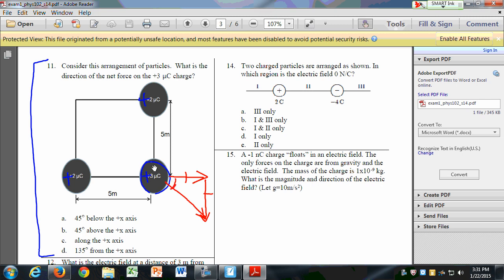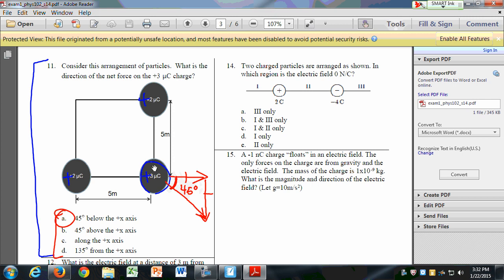This angle right here. Well, the angles have to be equal, right? Well, you can look at the right here, right? It's 45 degrees. All right, so I know from the options actually that the answer has to be 45 or along the x-axis. But now the question is, what is the direction of it? Is it below or above the x-axis? It's below the positive x-axis. So the answer there would be A.